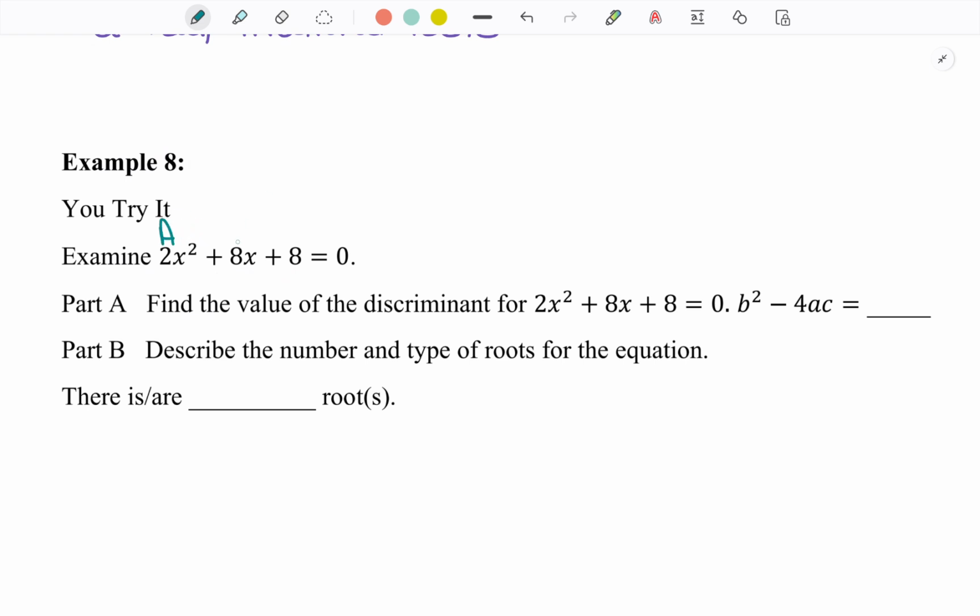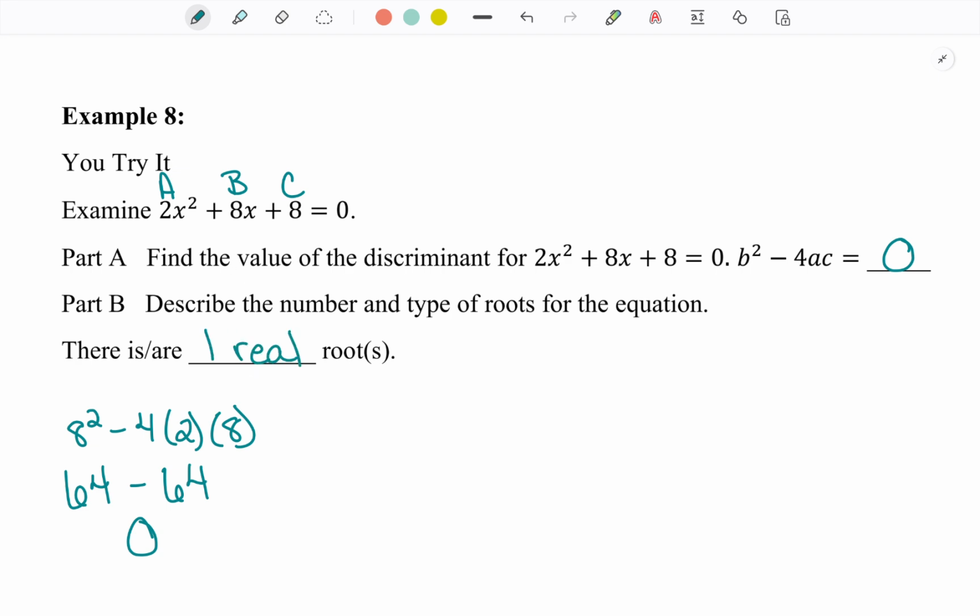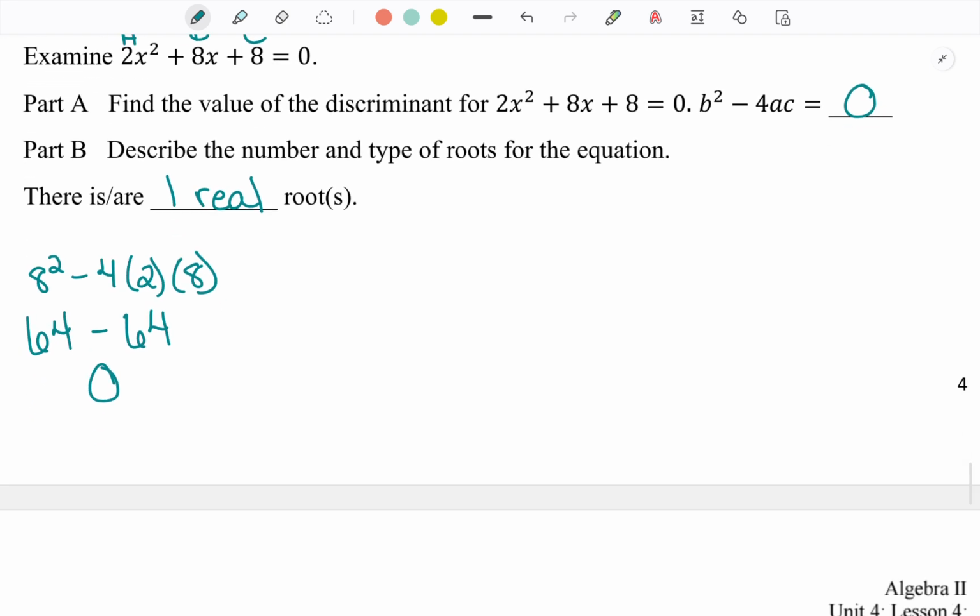So A is 2, B is 8, C is also 8. So we are going to be using b squared, so 8 squared, minus 4 times 2 times 8. That gives us 64 minus 64. So that gives us 0. So the value of our discriminant is 0. And so there is 1 real root.